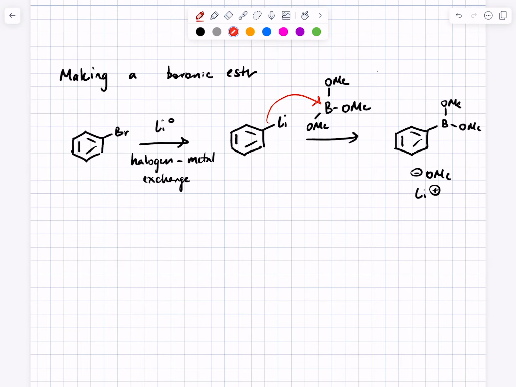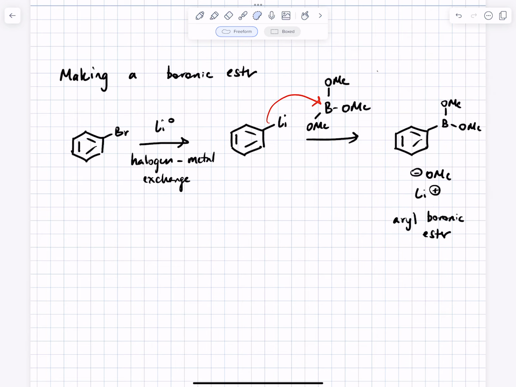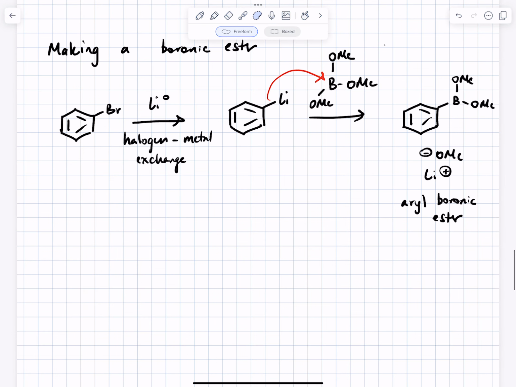That's one way to make a boronic ester. The second way, and that's if you want an aryl boronic ester. I'm not sure why I'm choosing to write in red now. That was weird. Boom. Nope, not blue, black. There we go. If you want to make a vinyl boronic ester, this is actually pretty easy too.